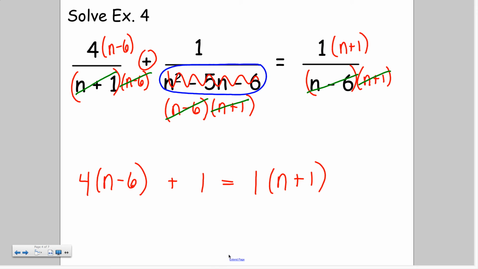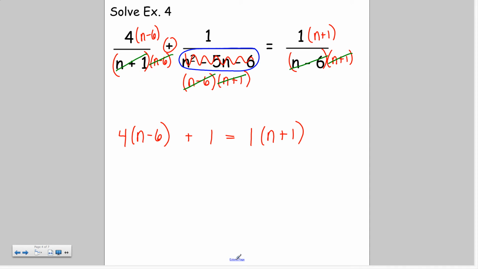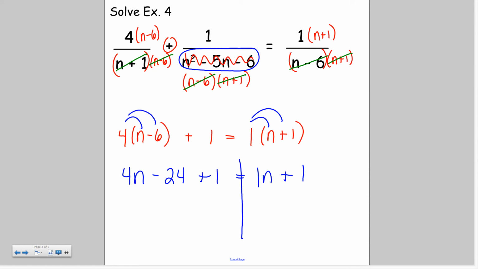So at this point, we are just solving our equation. We can distribute the 4, bring down the 1, distribute the 1, which we've discussed, anything times 1 is not going to change that number. On the left side, we're going to pick out any like terms that we already see and just combine those. Negative 24 plus 1 is negative 23.